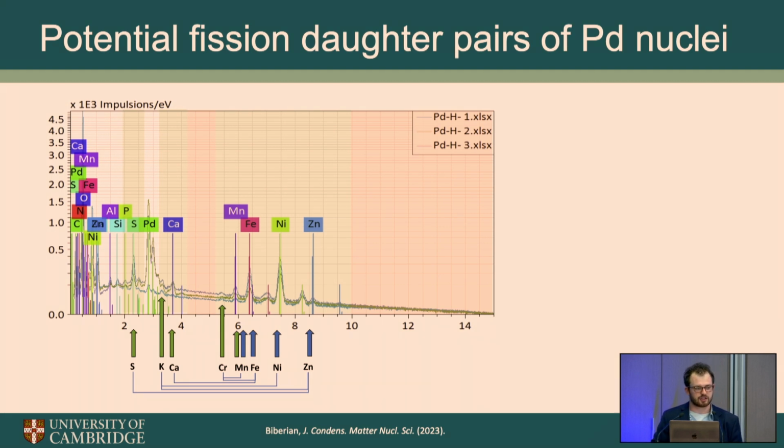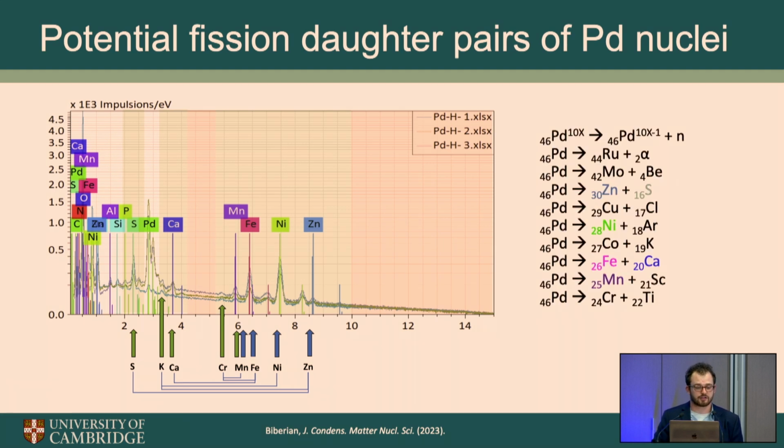The key message of why this is indicative of transmutations is that if you then look at those elements that Jean-Paul identified, they turn out to be pretty good matches with the expected fission daughter pairs of palladium nuclei. So with that, I'll go ahead and take some questions.